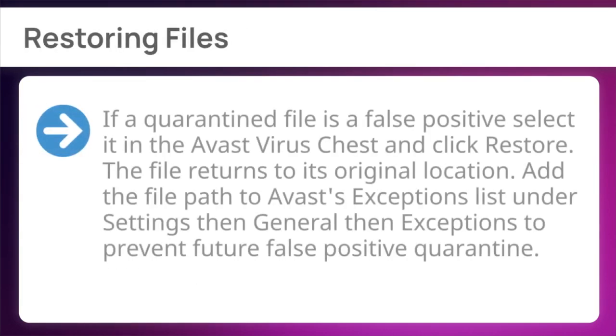Next, restoring files. If a quarantine file is a false positive, select it in the Avast Virus Chest and click Restore. The file returns to its original location. Add the file path to Avast's exceptions list under Settings, then General, then Exceptions to prevent future false positive quarantine.